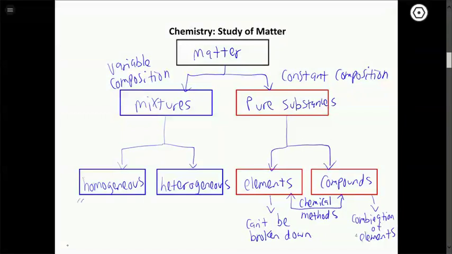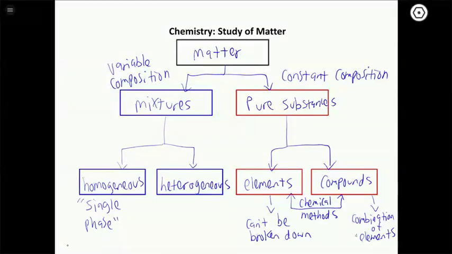So a homogeneous mixture is what we call a single phase. In other words, you can't tell that there's two or more things mixed together. Salt water being a great example of that. If you look at a glass of pure water next to a glass of salt water, you can't really tell the difference just by looking at them. You can't tell that there's salt and water in there. The two are mixed completely together to give you a single phase homogeneous mixture.